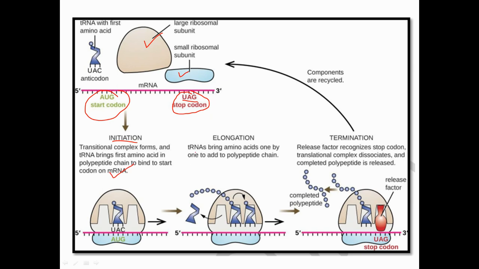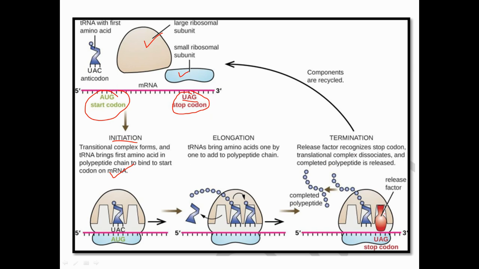Okay, then there will be elongation. The whole amino acid chain is going to be delivered by reading specific codons, and a specific amino acid is being added with the help of the tRNA molecule. And the last step is the release factor recognizes the stop codon.